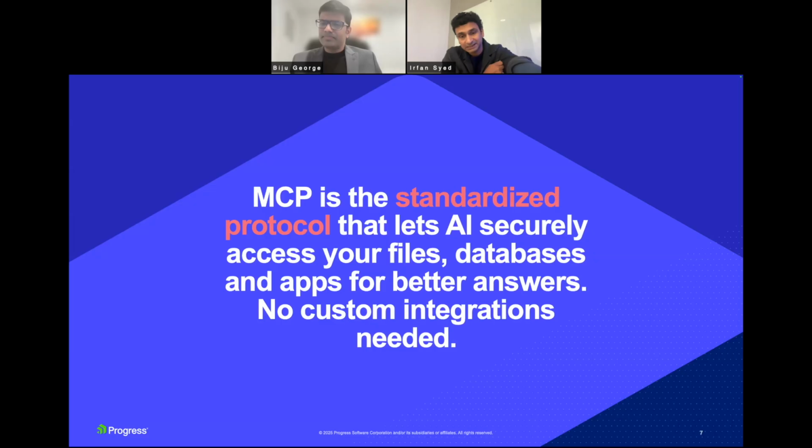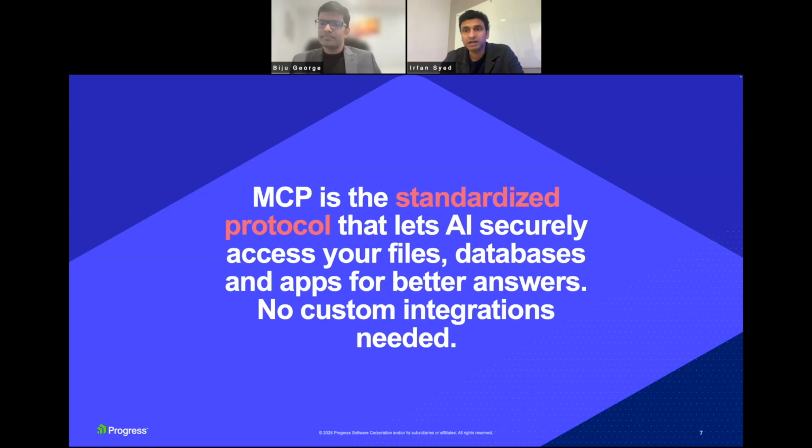So let's go with an example and let's deep dive with an example. First of all, the whole purpose that MCP is trying to do here is that MCP is a standardized protocol that lets AI securely access your files, your database, and apps for better answers.